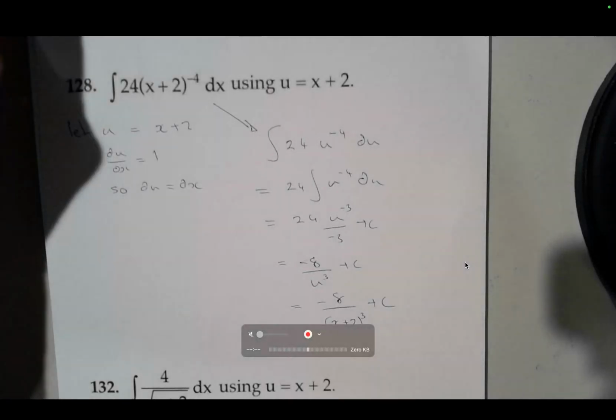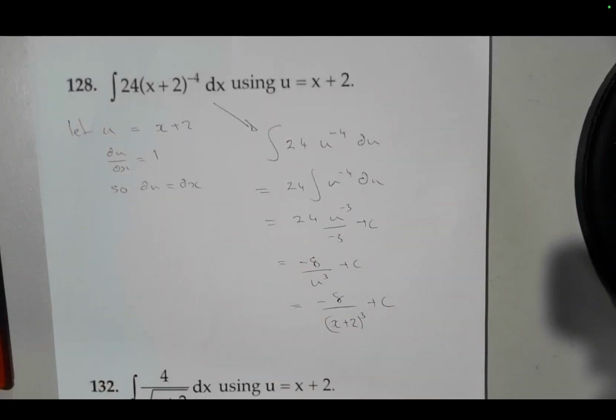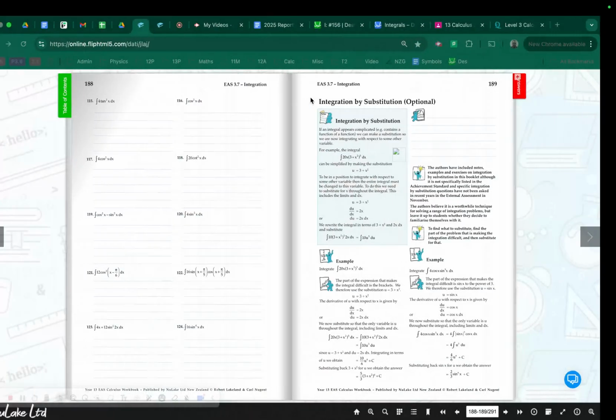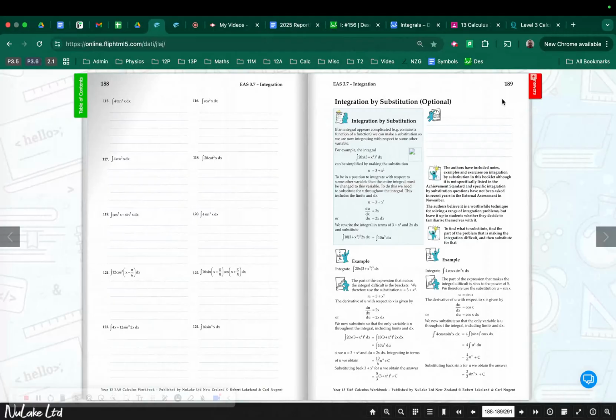Okay, so this problem is 128 and involves making a substitution. Before we look at this, make sure you have looked at either the STEM online, but in this case, NuLake here, page 189. And this is interesting. NuLake says it is optional. No, put a line through that. This is definitely something you need to work on.